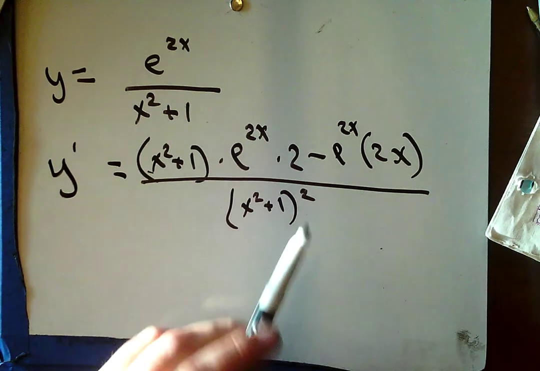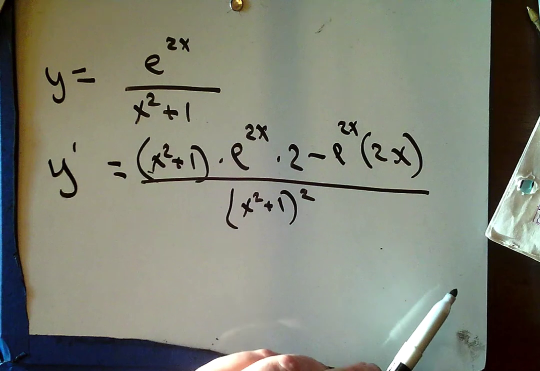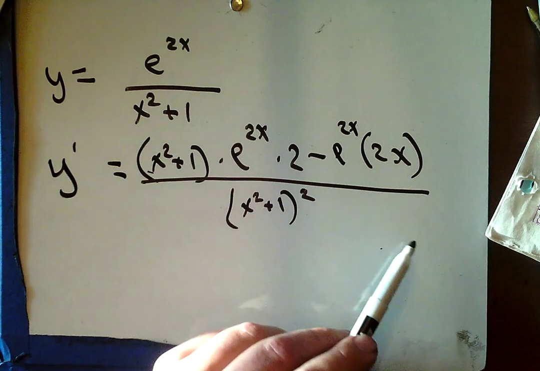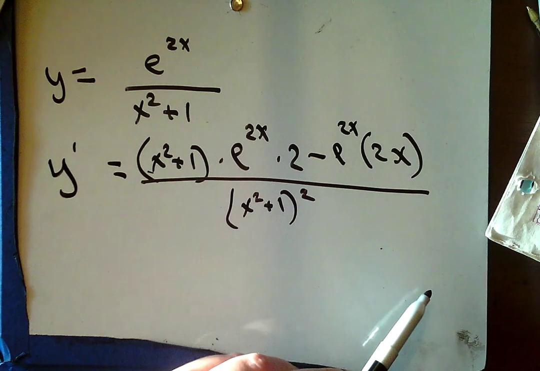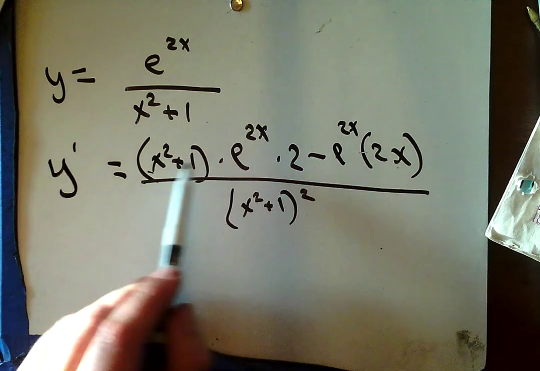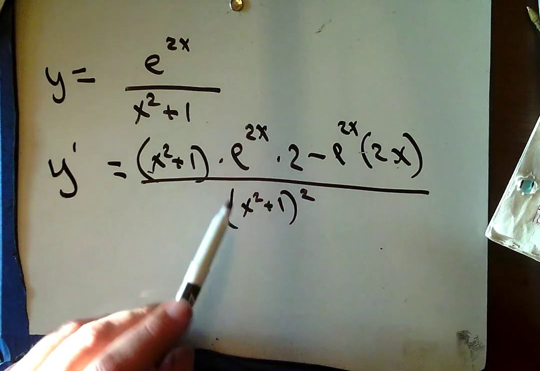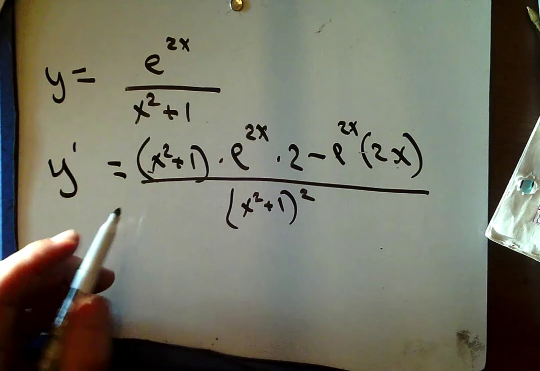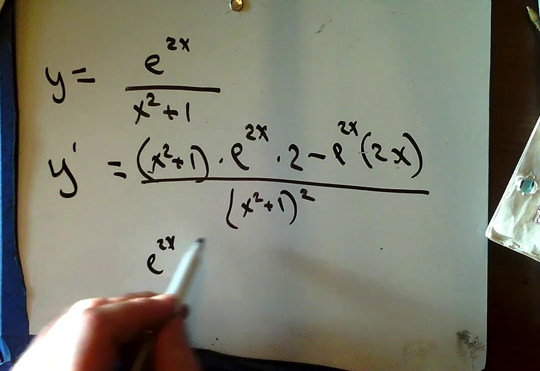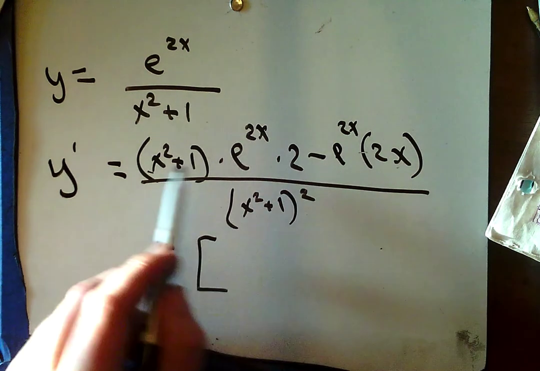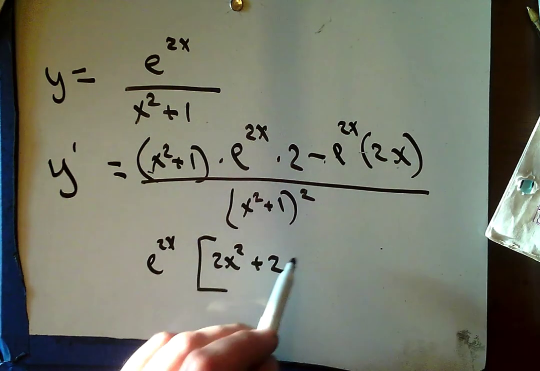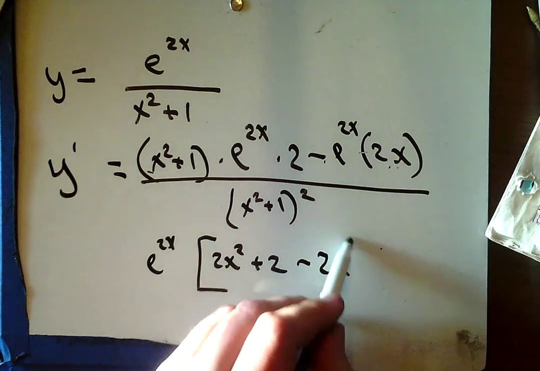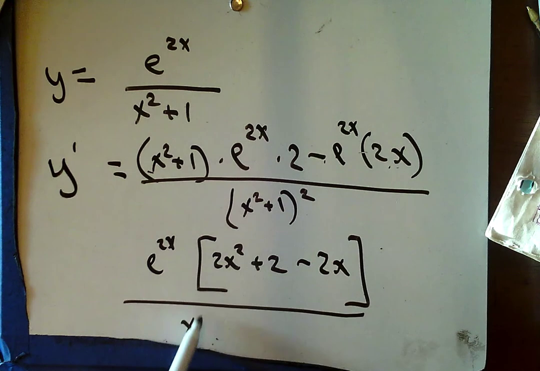I do see that I could factor out an e to the 2x. I'm kind of wondering if I'll have this sort of polynomial, and will that polynomial be factorable? I don't know, let's see. e to the 2x comes out, and what am I left with? 2 times this stuff minus this over x squared plus 1 squared.